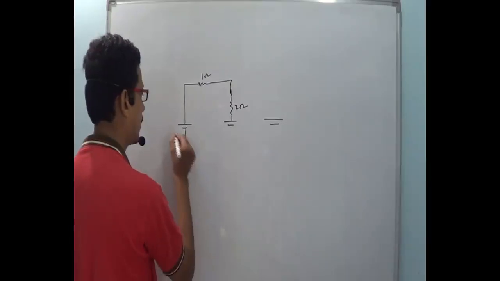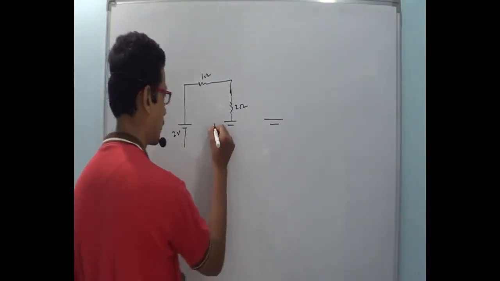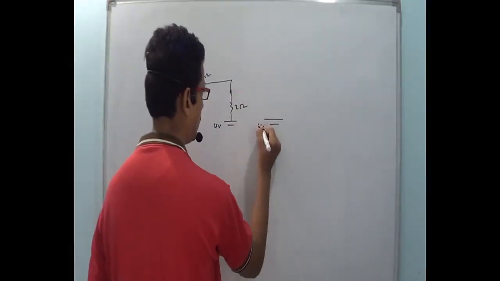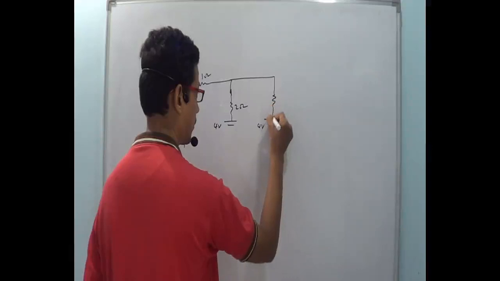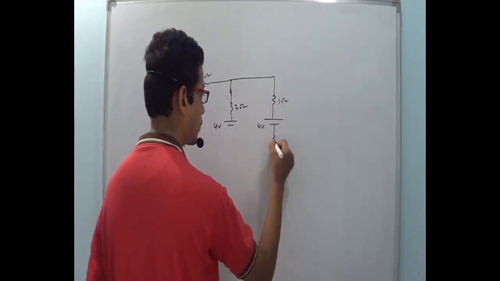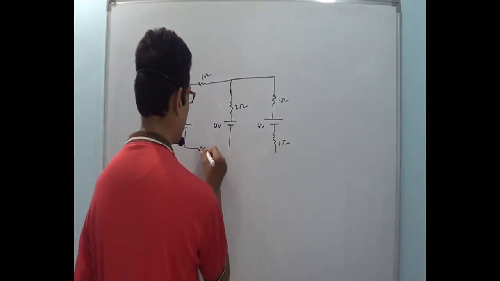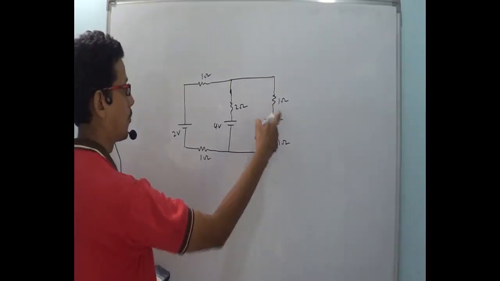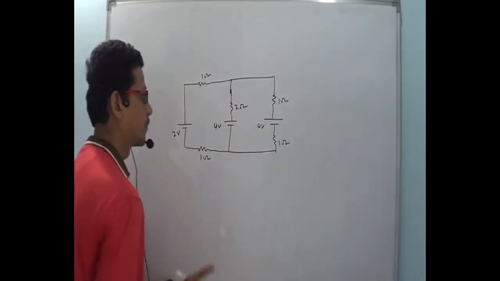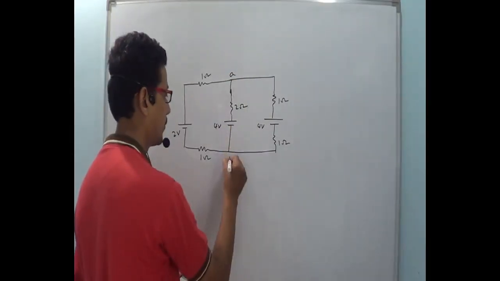Okay, and this is some E1, 2 volts. This is 2 volts. This is 4 volts. This is also 4 volts, and this is 1 ohm, and here also there is a 1 ohm resistor. Okay, and here there is a 1 ohm resistor. So in total you have 5 resistances now, 1, 2, 3, 4, 5, and 3 cells are there. Now he is asking what is the potential difference between A and B.